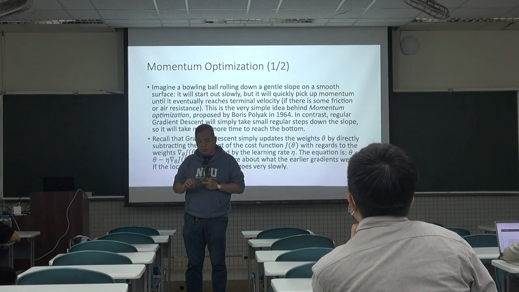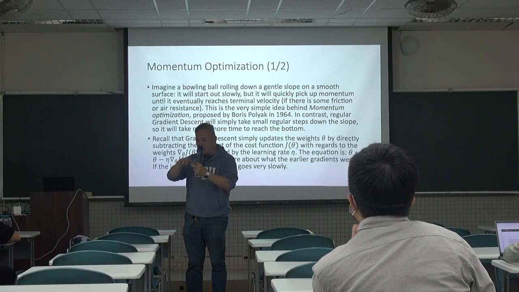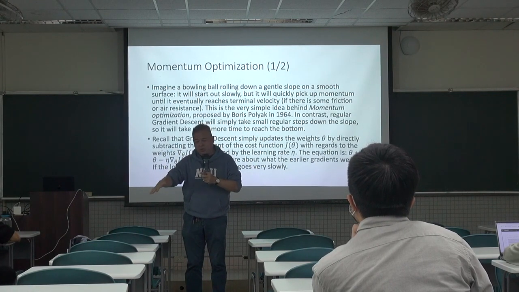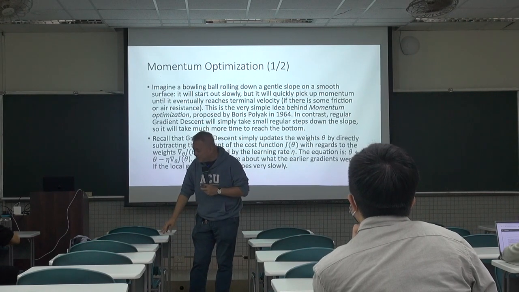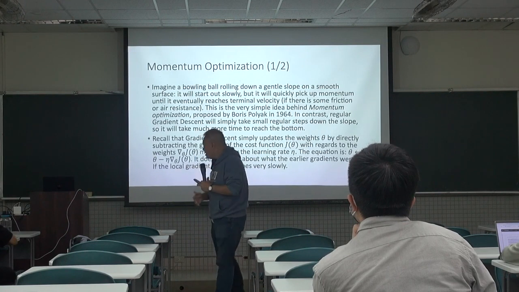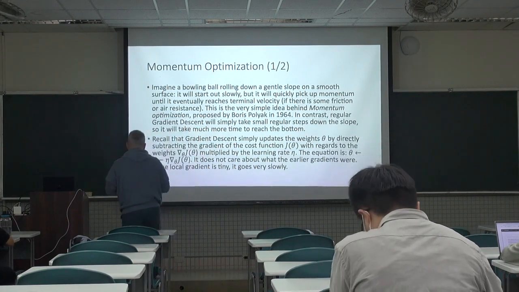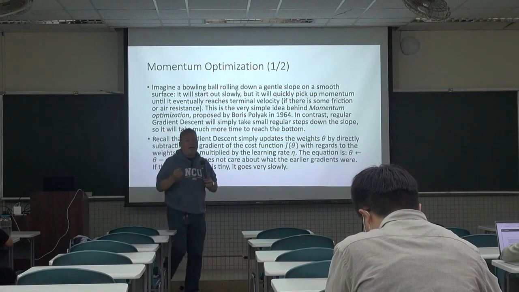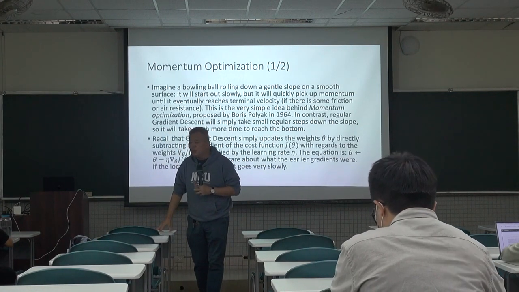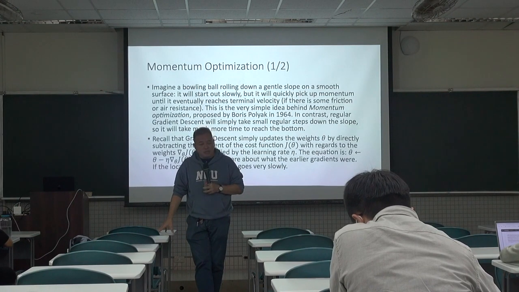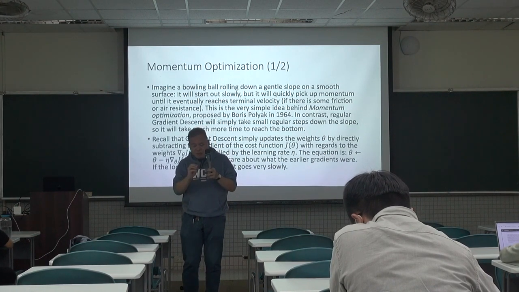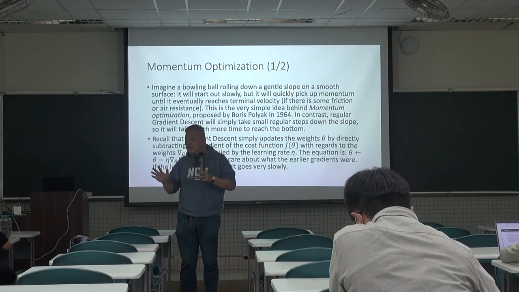If you have a slope that leads to the lower position, you will see that the ball actually rolls faster and faster. The ball actually gains momentum. So what exactly is that? Basically, the ball will have acceleration, which you learn from physics, and that acceleration helps the ball roll faster and faster.